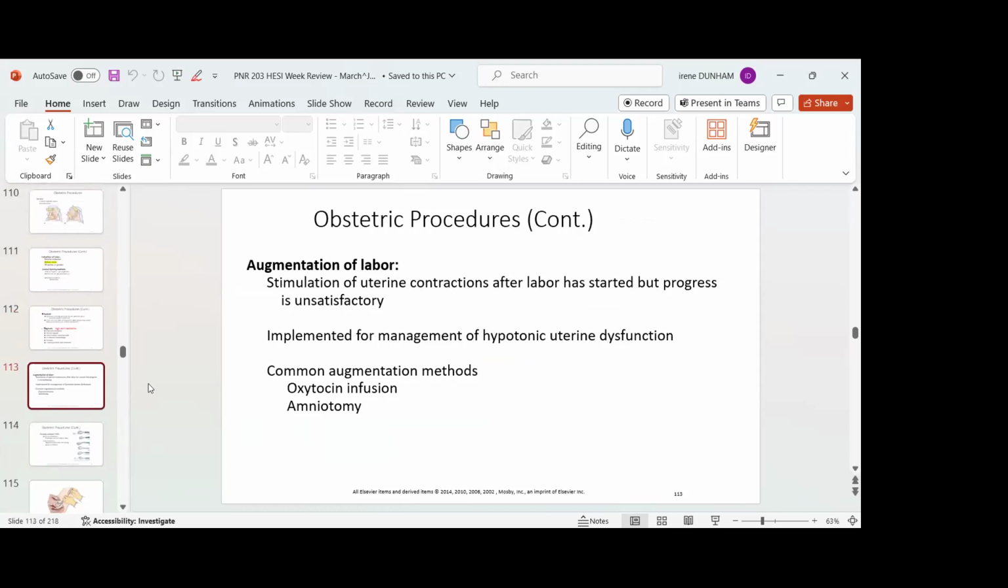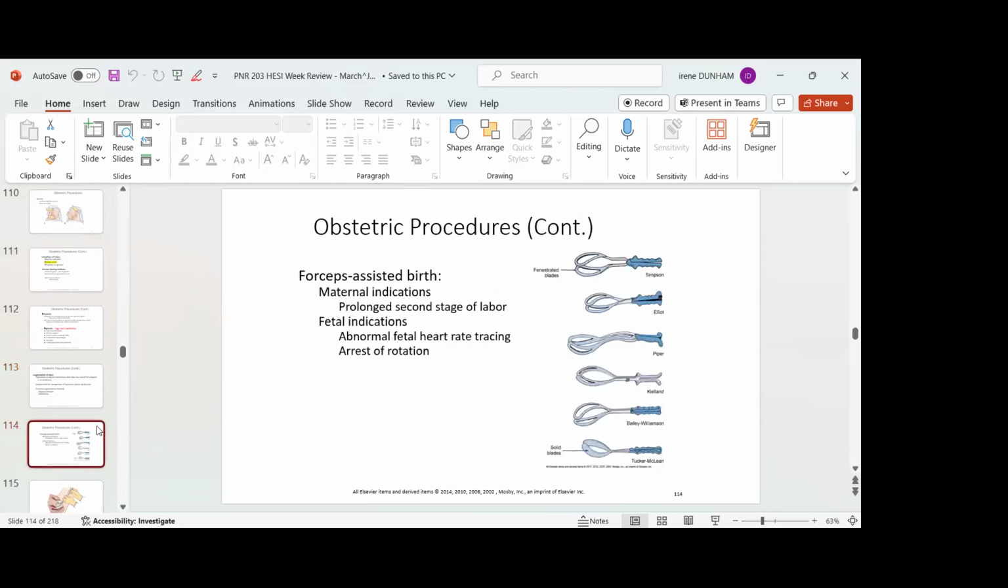Okay. Now, another term that you might see is augmentation of labor. What happens is that she started labor, okay, but she dwindled down. The uterus got really hypertonic on you, and she's no longer contracting. So then you would use Pitocin to augment her labor. That's called augmentation of labor.